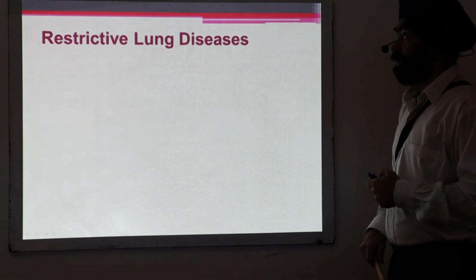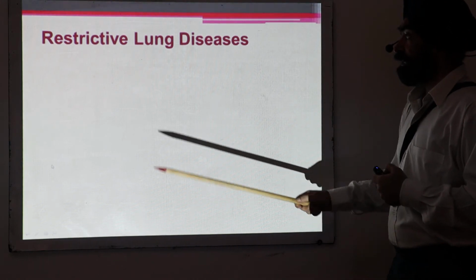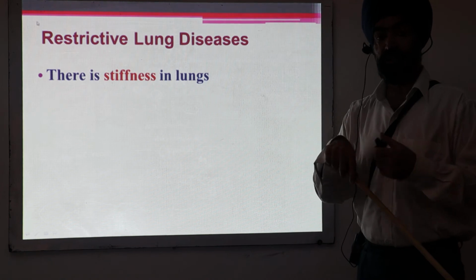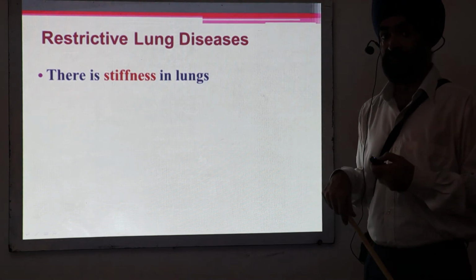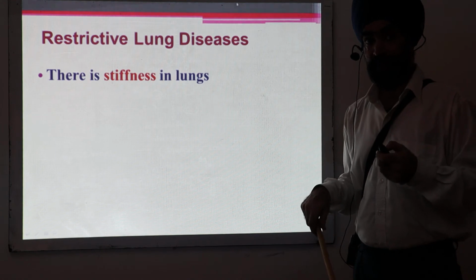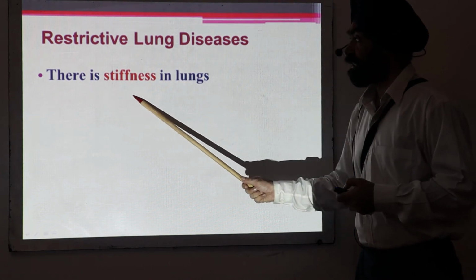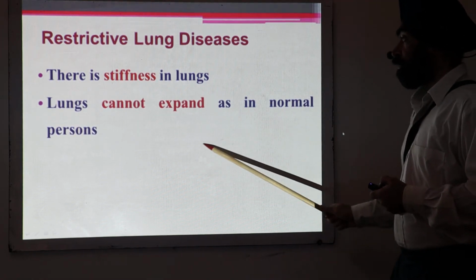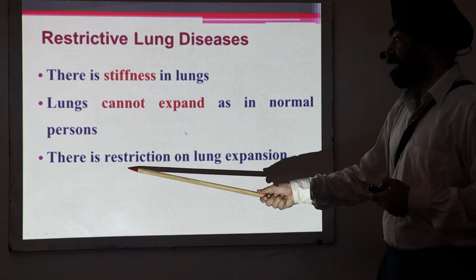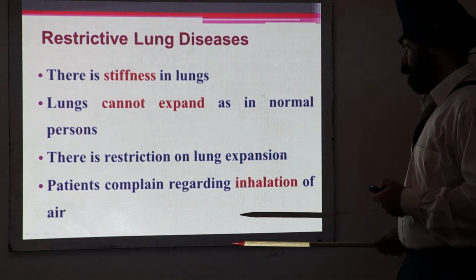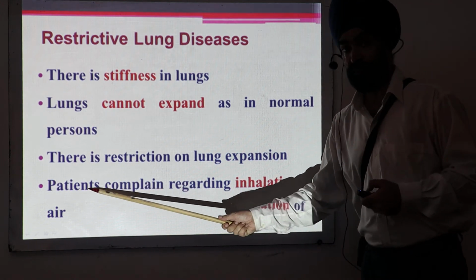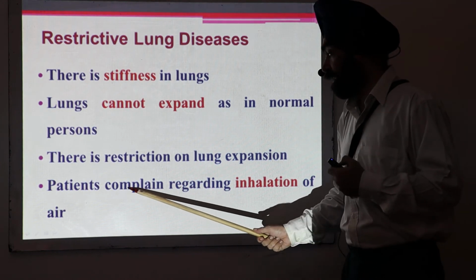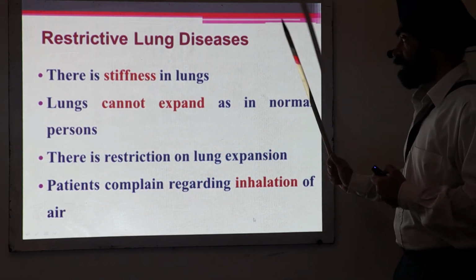Coming to the other pattern in lung disease, called restrictive lung diseases. As the name indicates, there is a restriction on the expansion of the lungs. Why are the lungs not able to expand properly? Because the lungs are stiff. So lungs cannot expand as in normal persons. So we can say there is a restriction on lung expansion. In this condition, persons complain of problems with inhalation, not exhalation as in obstructive lung disease. So inhalation is the major problem in these restrictive lung diseases.